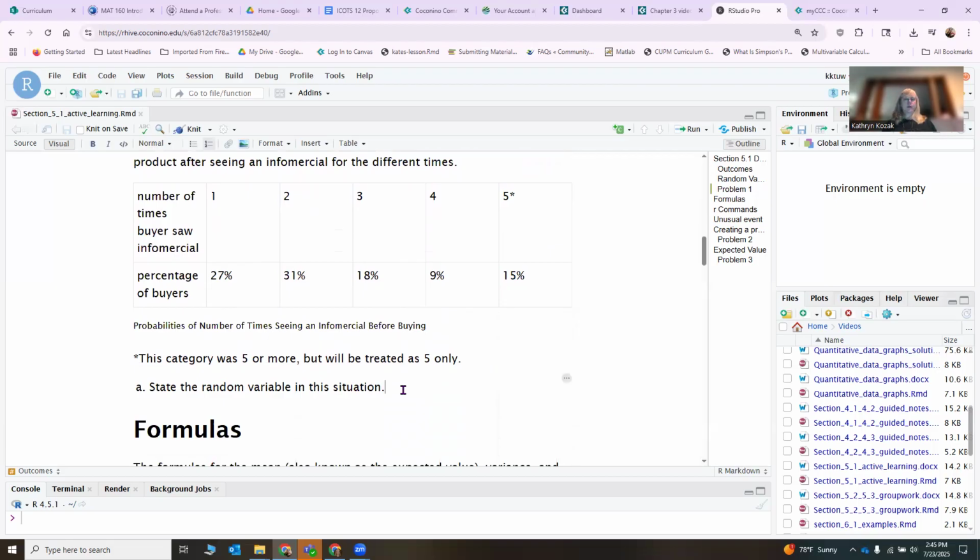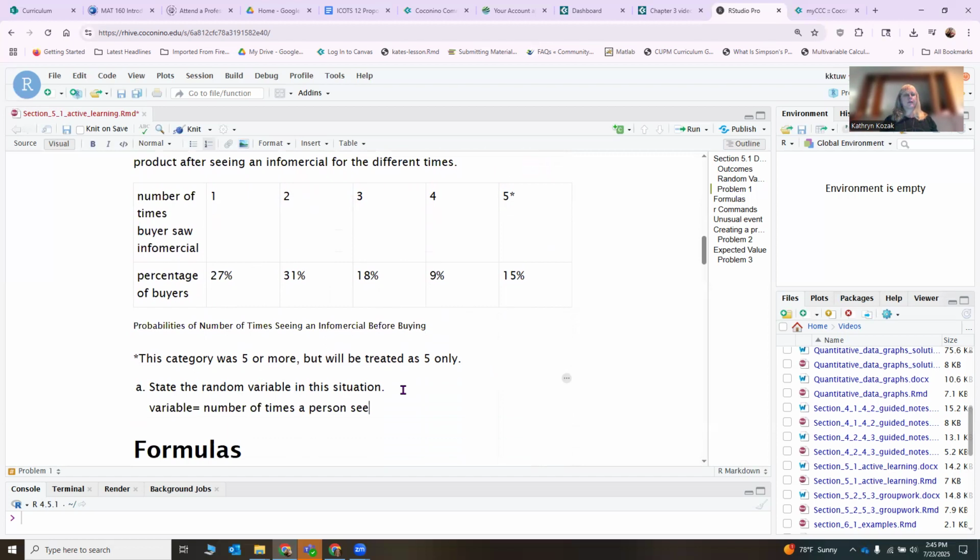So let's state the random variable in this case. In this case, the variable would equal the number of times a person sees a commercial before buying the item. I should mention that if somebody never purchases, they would be in that 5+ category.